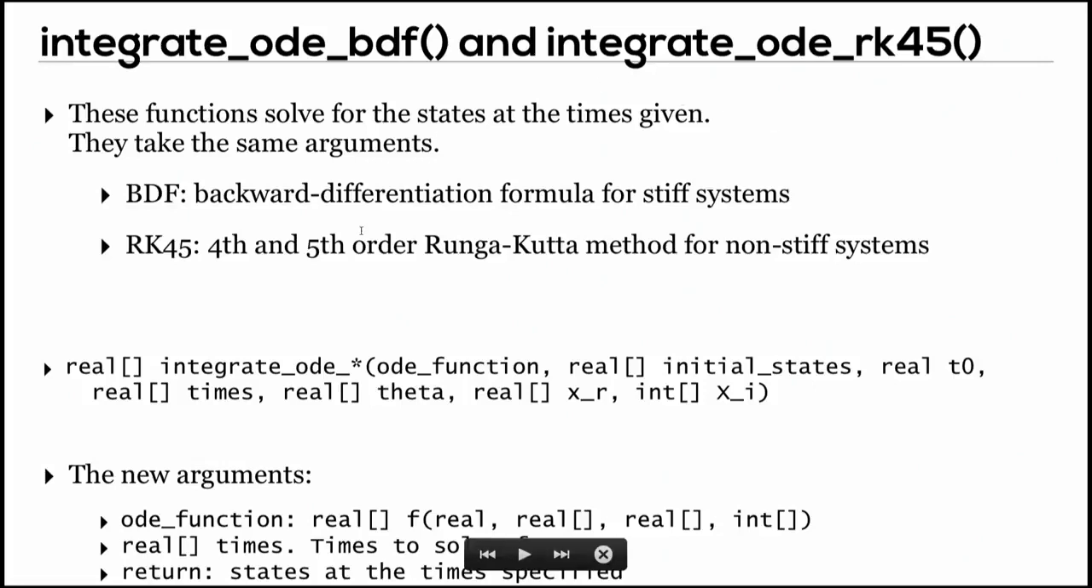The function signature of the integrate ODE functions is, it returns back a real array. It has an ODE function that you specify, that's the name of the function. It has the real initial states, so this is where you start. It has the time that you start. It has the times that you're interested in integrating over. It has the theta, the arguments that are based on model parameters. It has arguments that are based on the data and integer.